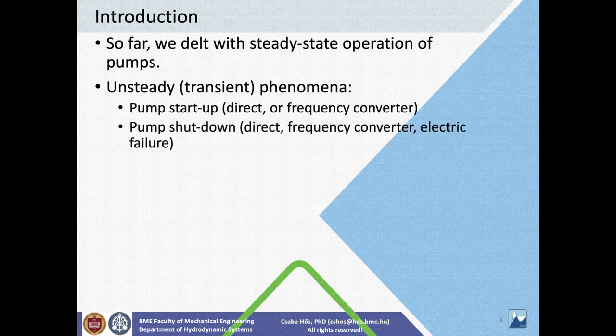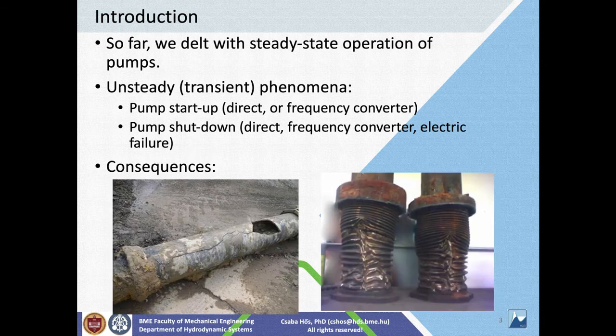Another example would be the pump shutdown. When you switch off your pump, either directly, just hitting a button and letting it run out, or with a frequency converter again, or more importantly, due to an electric failure. Imagine that you have a couple of pumps running, and then you have an electric failure. Electricity is gone suddenly, and then they will stop and run out. The change in the velocity will result in a change in the pressure, in other words, pressure waves, shock waves running through your system, and this can have very serious consequences.